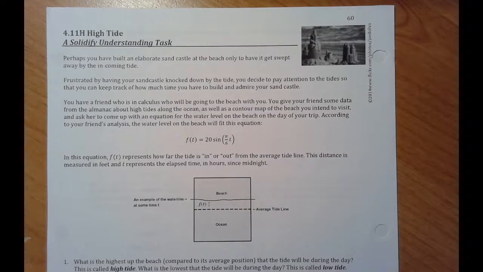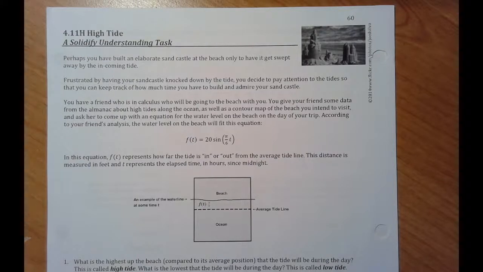Frustrated by having your sandcastle knocked down by the tide, you decide to pay attention to the tides so that you can keep track of how much time you have to build and admire your sandcastle. You have a friend who's in calculus, who will be going to the beach with you. You give your friend some data from the almanac about high tides along the ocean, as well as a contour map of the beach you intend to visit, and you're asking them to come up with an equation for the water level on the beach on the day of your trip.